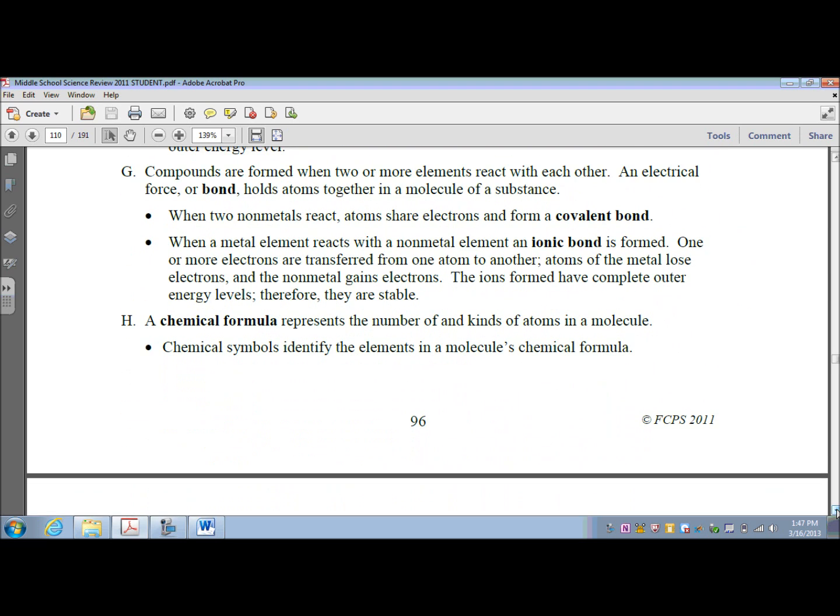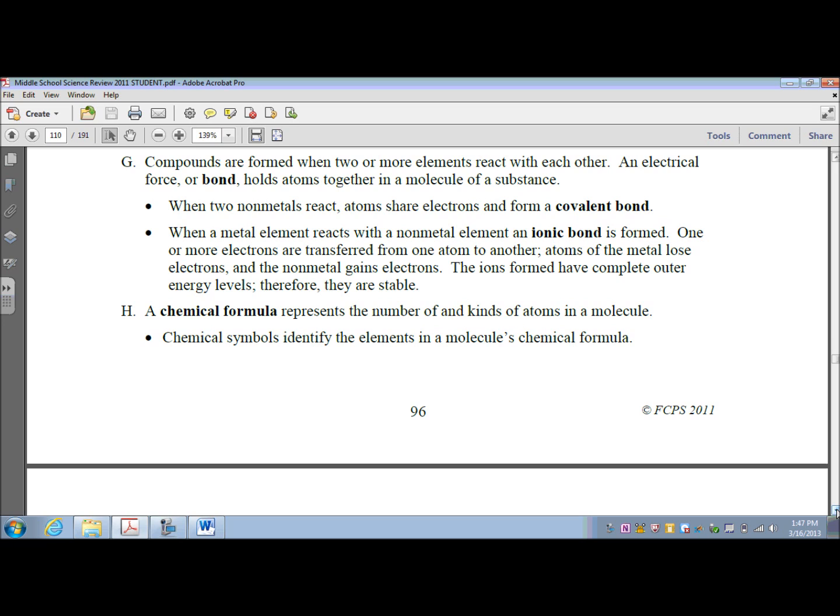Section G. Compounds are formed when 2 or more elements react with each other. An electrical force, or bond, holds atoms together in a molecule of a substance. When 2 nonmetals react, atoms share electrons and form a covalent bond.